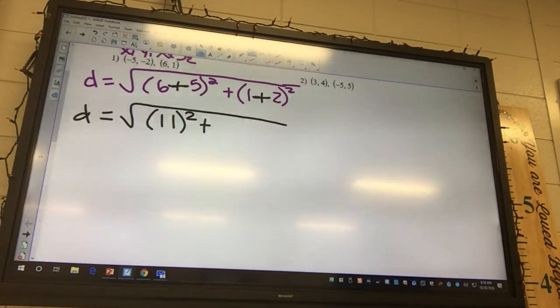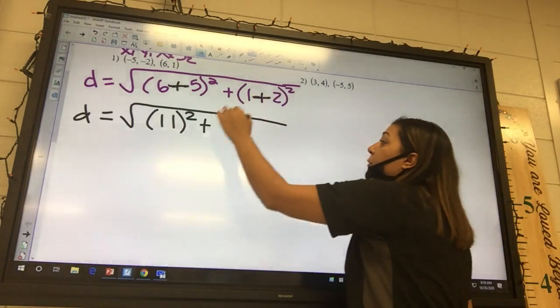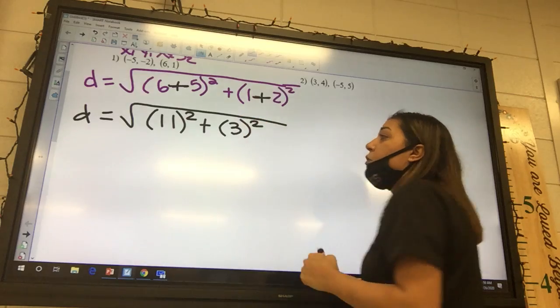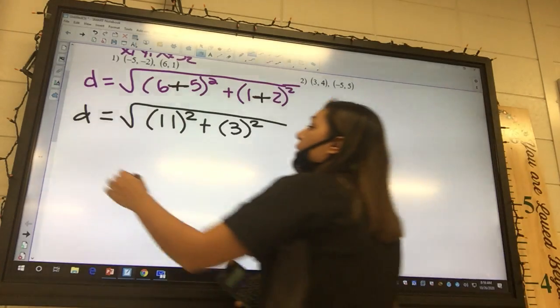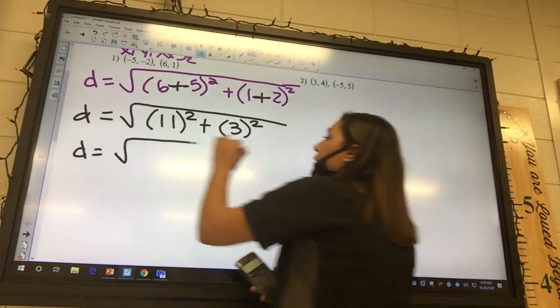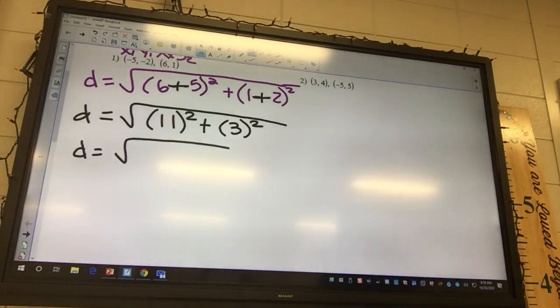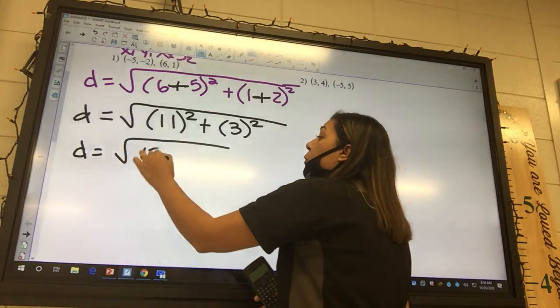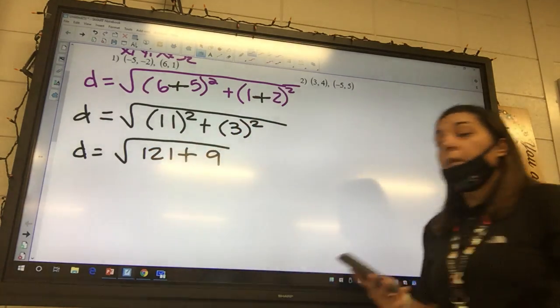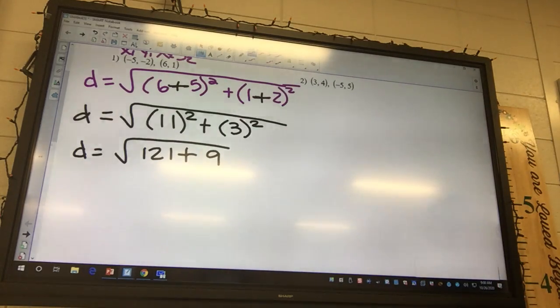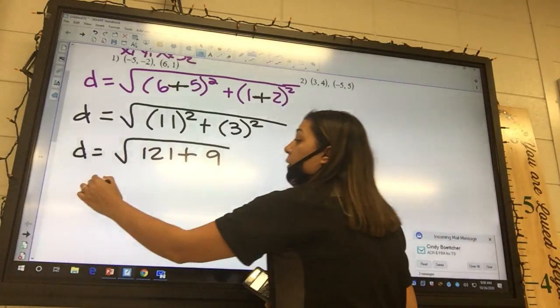Okay, and then it says plus, parenthesis, 1 plus 2. 3. So 3, close parenthesis, squared. I know that 3 squared equals 9. So we got D equals 11 squared. On your calculator there is a squared button. On the next one we're really going to explore the calculator. So 121 plus 3 squared, which is 9. 121 plus 9 is going to be 130.